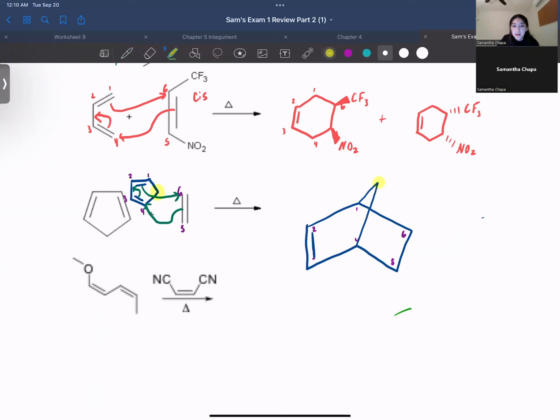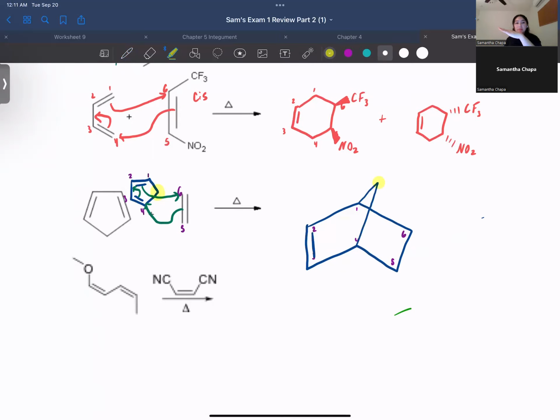Every vertex is a carbon, right? And so you can kind of see that the diene, the tip of it popped up to make that new bond on the bottom. So it's a normal pentadiene, and it pops up to make these new bonds. Okay.